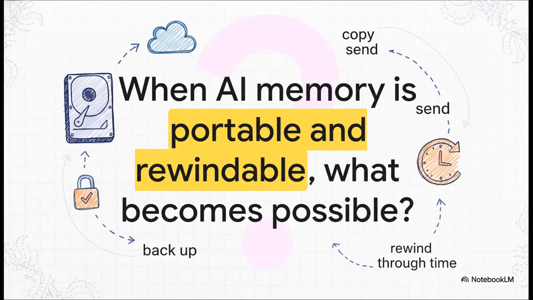So I want to leave you with this thought. When an AI's entire memory is no longer stuck on a server somewhere, but it's a single file you can hold, you can copy, you can send to a friend, and you can rewind through time, what does that make possible? What new kinds of intelligent systems could we build? It's a powerful question, and I think we're just starting to see the answers unfold.